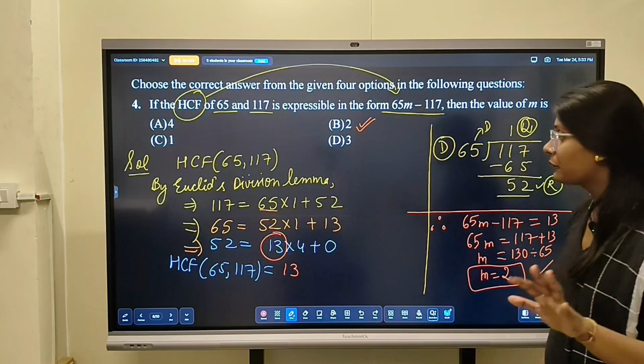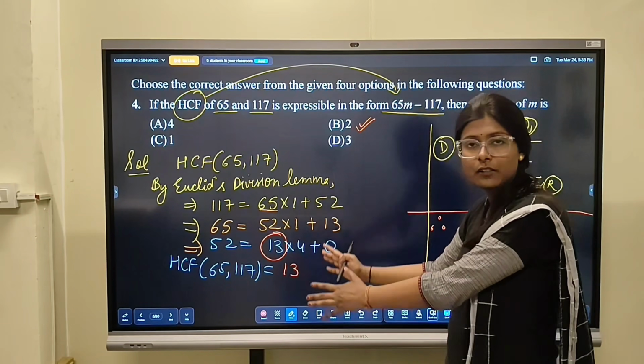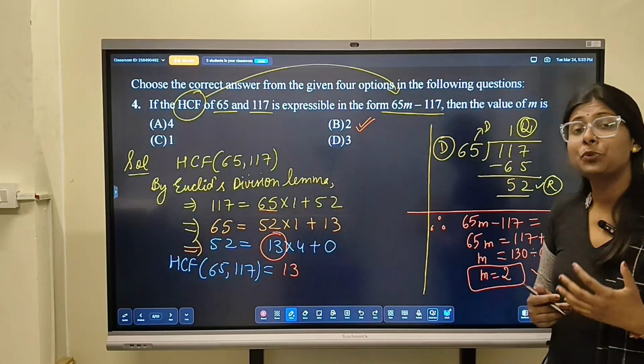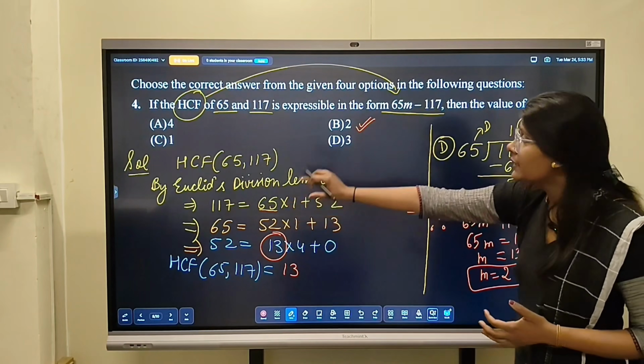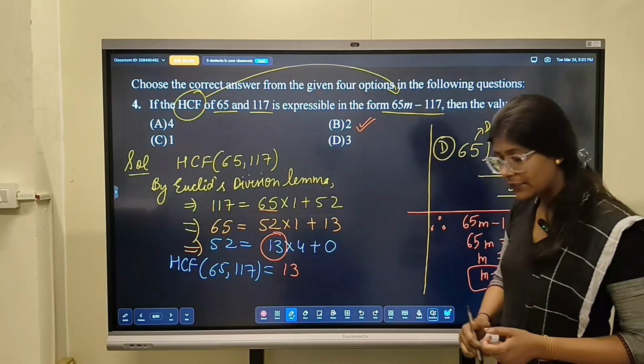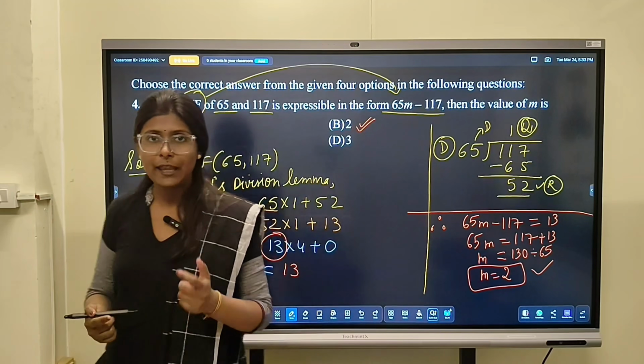I hope you understood what we have done. The HCF of 65 and 117 is found using the Euclid's division lemma, and then we have equalized that HCF to this expression, and that's how you reach the value of m.